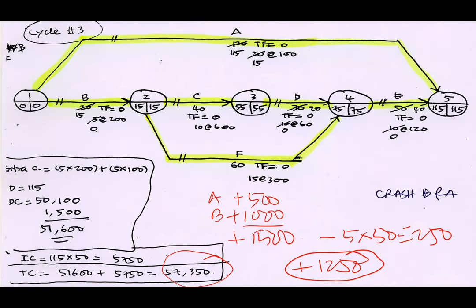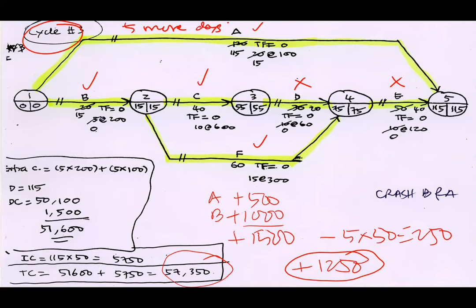Now, cycle number three. Cycle number three, let me reduce five more days only. Why 5 more days? Because it looks like B, E and D, we cannot crash anymore. The remaining is only A, C and F that we can crash. But B, the only available crash is only 5 days. A, C and F is still okay. A lot more that we can crash. But B is the issue. Only available 5 more days.